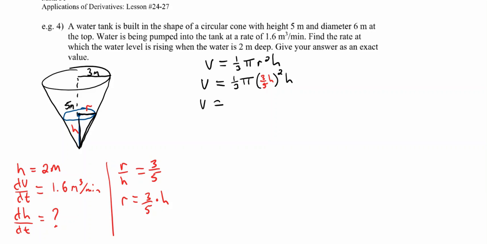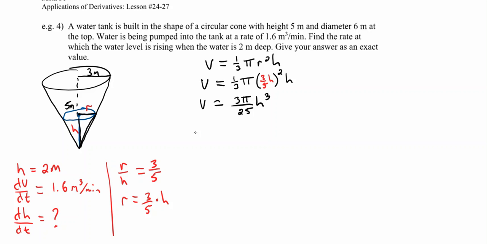So V is equal to, if you square the 3 and the 5 and then simplify, you end up getting 3 pi/25 H cubed. Okay, that's a lot easier to take the derivative of, isn't it? So I think we're ready, right? That's about as simple as we can get. So let's take the derivative.